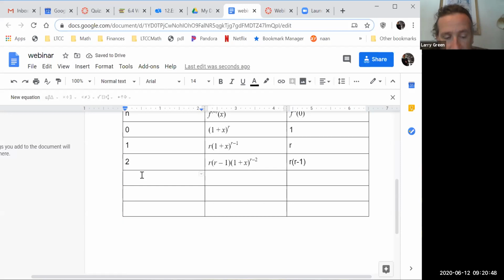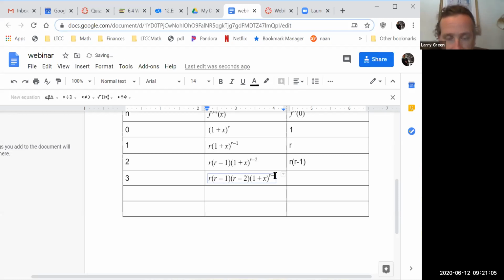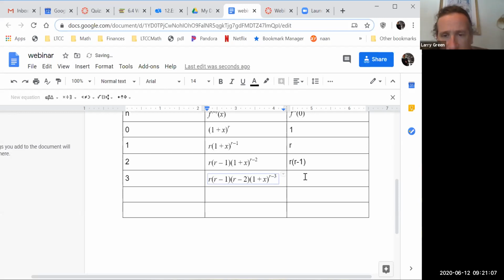Let's go 3. So I think I'm going to do a copy and paste. I think it's easier. So it'll be r times (r minus 1) times (r minus 2) times (1 plus x) to the r minus 3. And you get r times (r minus 1) times (r minus 2). Okay, at this point, you might see the pattern.